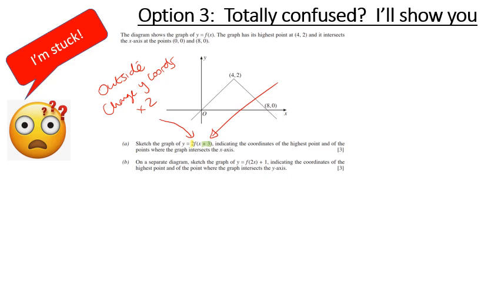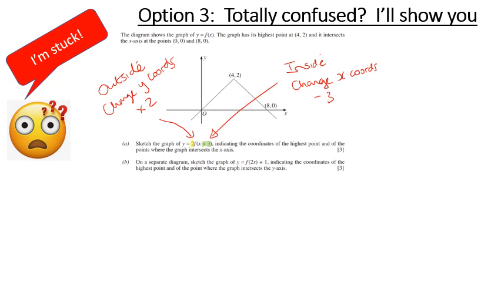This plus 3 is inside the function, and when a number is inside the function, it means that it changes the x coordinates. And when you change x coordinates, you always do the opposite to what it says. So if it says plus 3, you're actually going to take away 3.